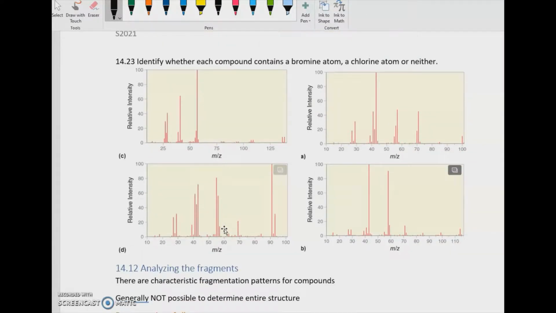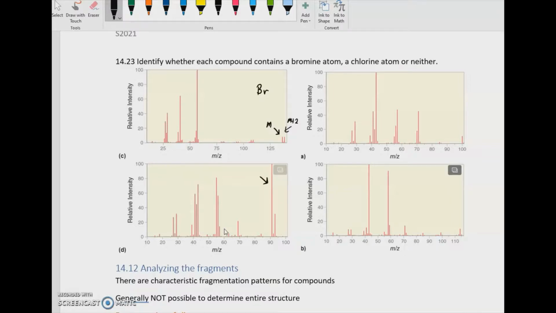So let's look and see if we can identify this pattern. In this first one, we see a molecular peak here and a molecular peak +2 here. They're basically even, so we would guess that this would be a bromine.